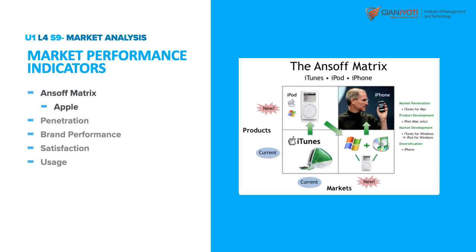So what they did, they used the same product, which was the iPod, but they introduced that on the Windows platform as well. So it was for Windows as well as for Mac. That was a new market. The Windows users were the new market for them. And then they diversified, with a new product, the iPhone, for new markets. This is how the Ansoff matrix works. This will help you in understanding the performance indicators.